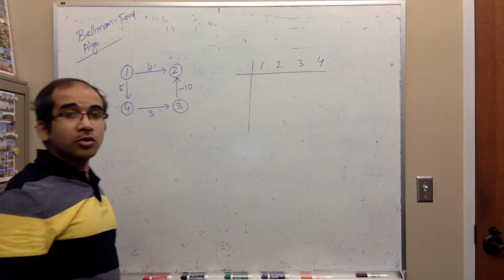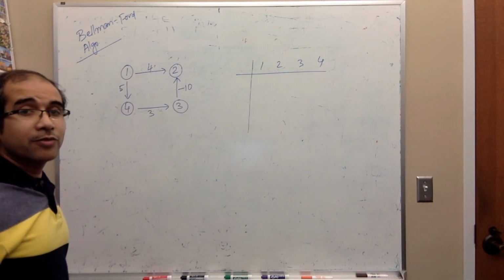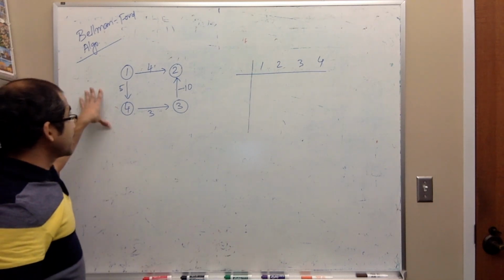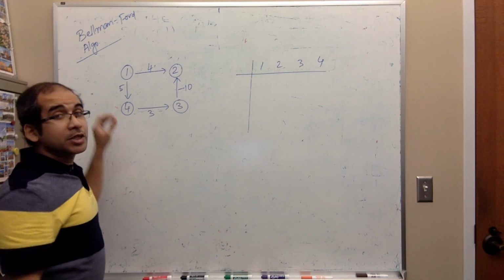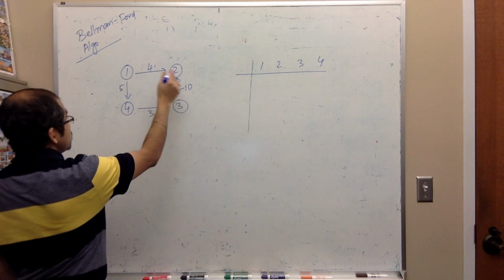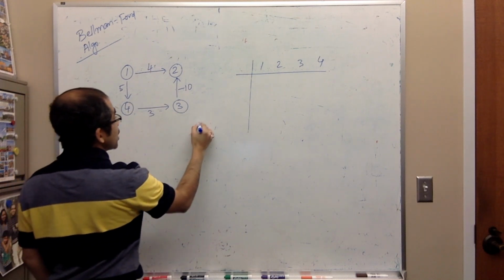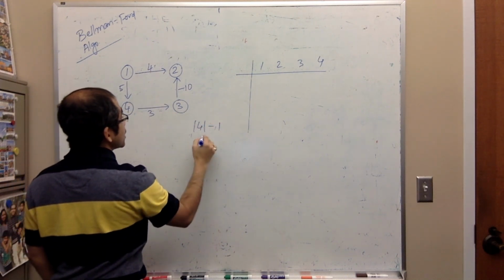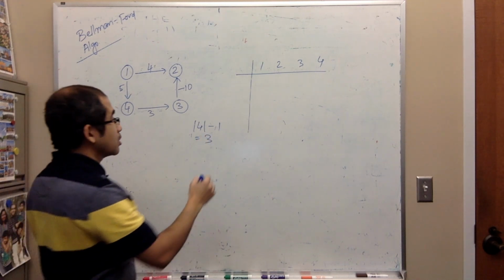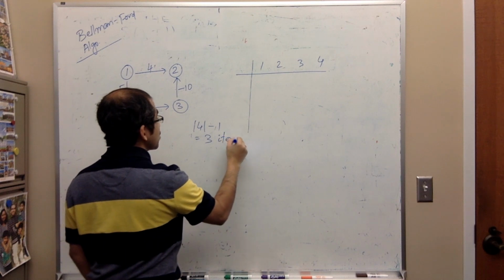Okay, so we show another small example of the Bellman-Ford algorithm using this directed graph. As we already know, the number of iterations should be the number of vertices minus 1. So there are 1, 2, 3 and 4 vertices, so that will be |V| minus 1, which is 4 minus 1, equal to 3 iterations necessary. Okay, 3 iterations are necessary.